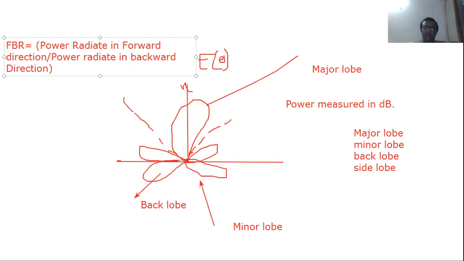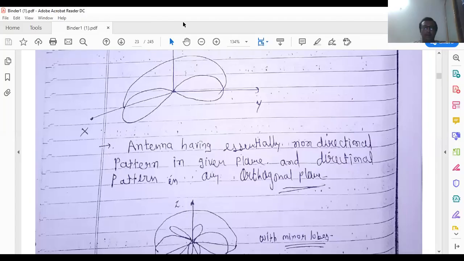Now see omnidirectional. Omnidirectional means what? See, this is the graph of omnidirectional. Perpendicular to the axis, at which power can be radiated. Power can be radiated through the perpendicular of the axis. It is known as an omnidirectional antenna.